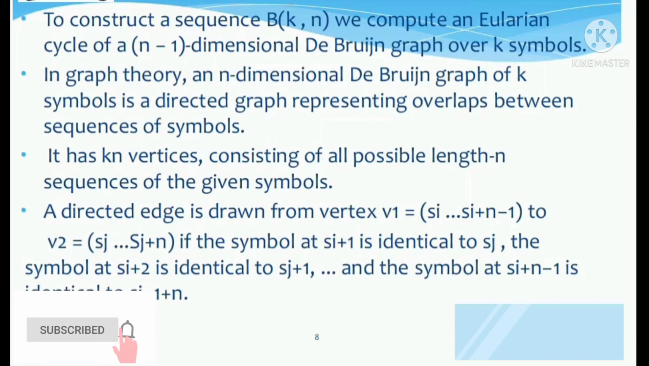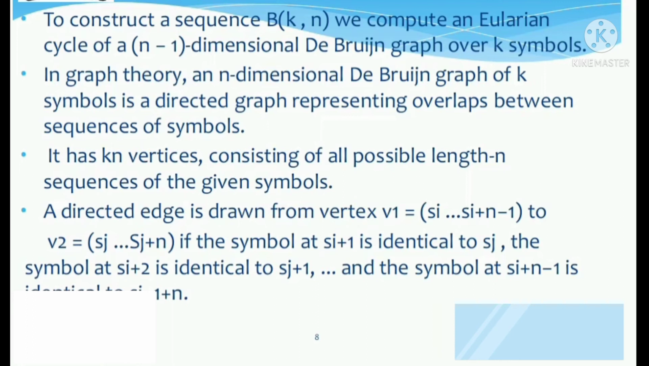So first point, to construct a sequence B(k, n), we compute an Eulerian cycle of the (n-1)-dimensional de Bruijn graph over k symbols. Next point, in graph theory, an n-dimensional de Bruijn graph of k symbols is a directed graph representing overlaps between sequences of symbols. It has k^n vertices consisting of all possible length-n sequences of the given symbols.